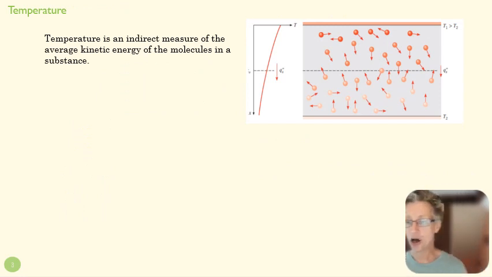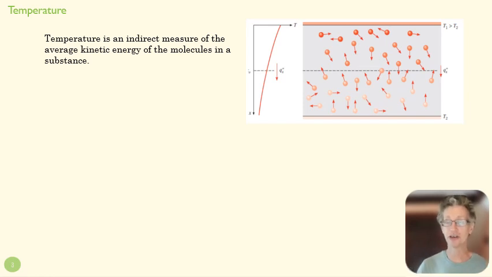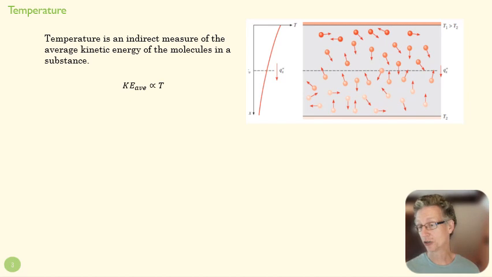So, in order to talk about that, if heat transfer is about the transit of thermal energy due to temperature difference, we need to define what temperature is. Temperature is an indirect measure of the kinetic energy of molecules. This little equation means that the average kinetic energy of molecules in a material is proportional to absolute temperature, so in Kelvin. A zero Kelvin object, which doesn't really exist, would have no kinetic energy in its molecules.